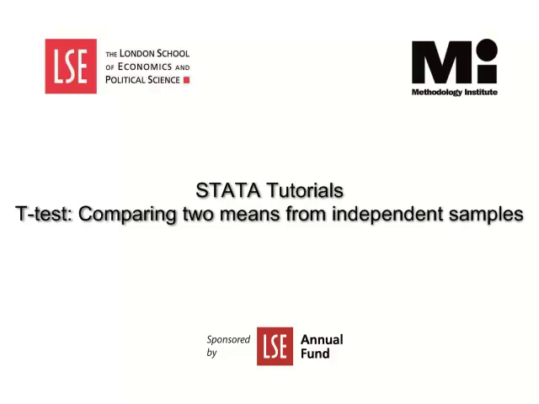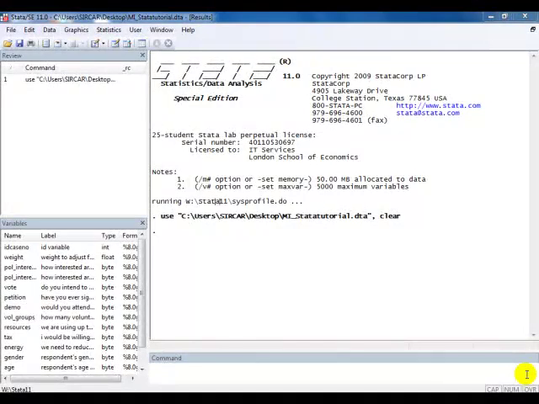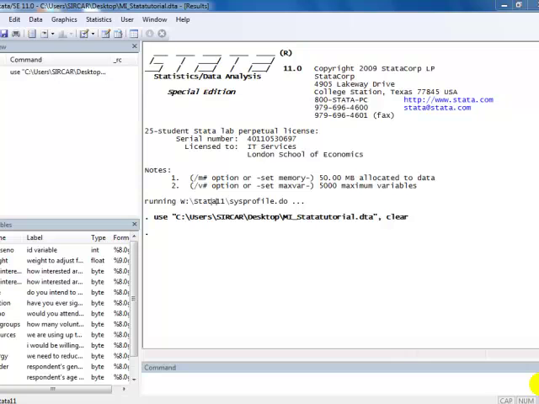In this video, we will show how to compare two means from independent samples using the t-test. In this video, we'll be comparing two means from independent samples using the t-test.